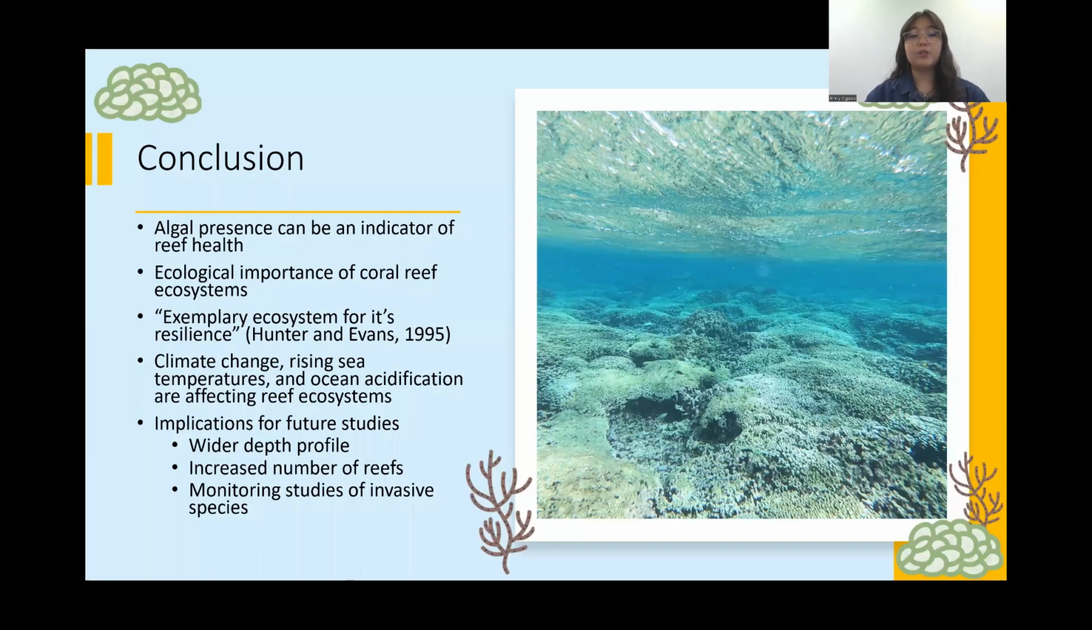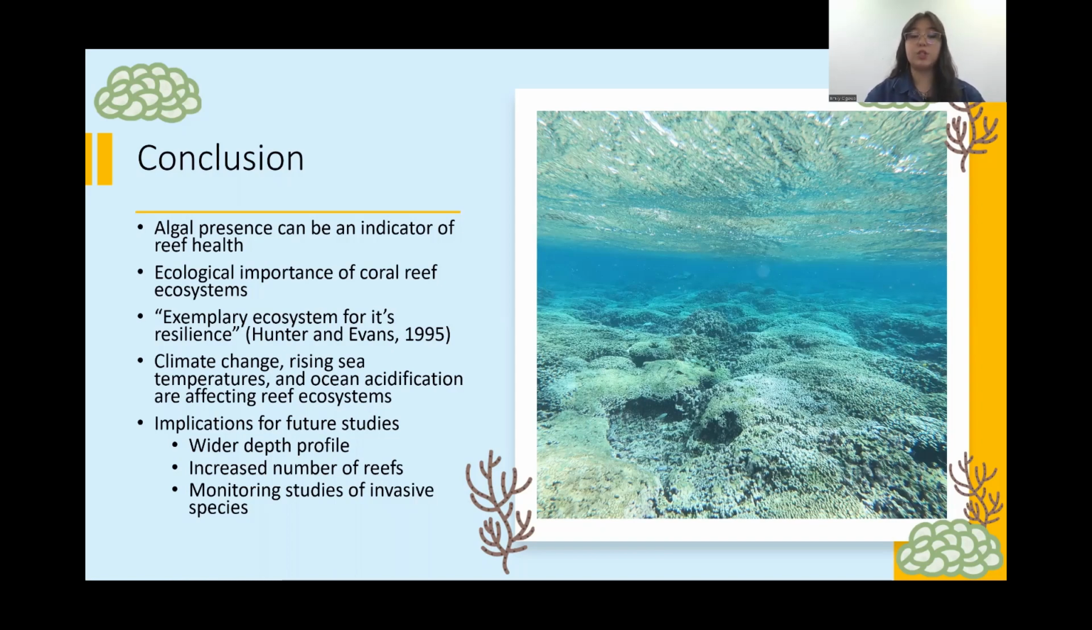And in conclusion, this is important because algal presence can be an indicator of reef health. Coral reefs are really important ecological ecosystems and ecological engineers, and other studies have even gone far enough to call Kaneohe Bay an exemplary ecosystem for its resilience against both natural and anthropogenic effects.